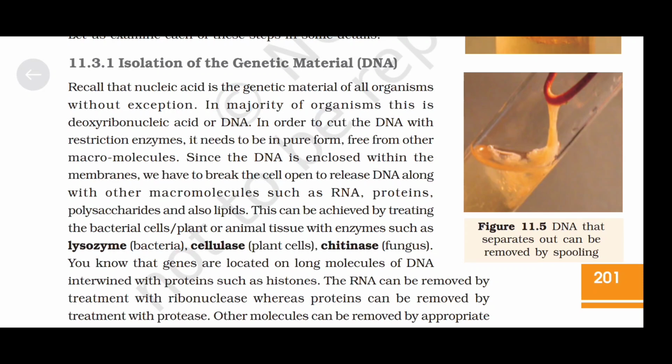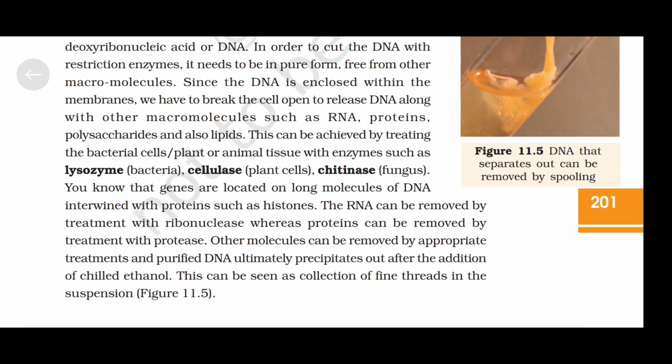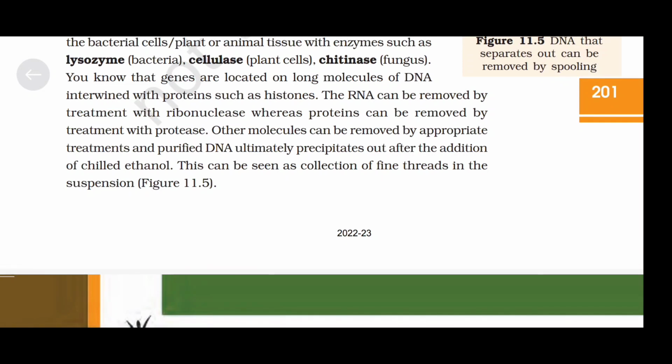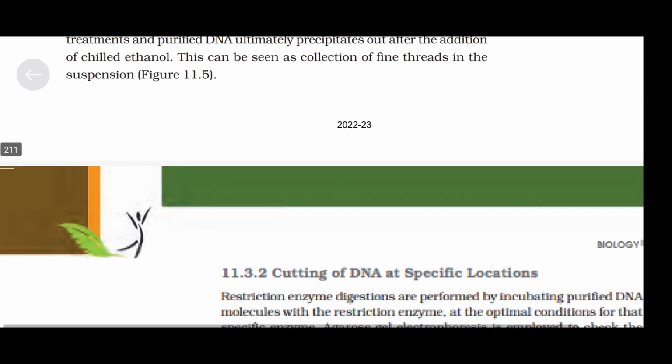You know that genes are located on long molecules of DNA intertwined with proteins such as histones. The RNA can be removed by treatment with ribonuclease, whereas proteins can be removed by treatment with protease. Other molecules can be removed by appropriate treatments, and purified DNA ultimately precipitates out after the addition of chilled ethanol. This can be seen as the collection of fine threads in the suspension.